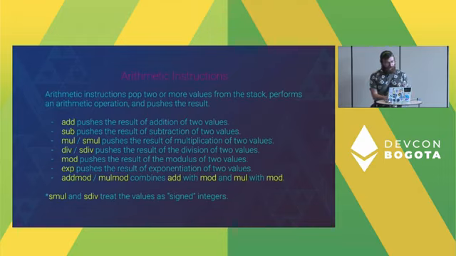Same thing with div. Div is divide, and then sdiv treats them as signed integers. Mod will actually do the modulus, so the remainder after division. exp does exponentiation. And then we actually have some instructions, add mod and mul mod, that will consume 3 items and basically do addition, then modulo, and then multiplication, then modulo.